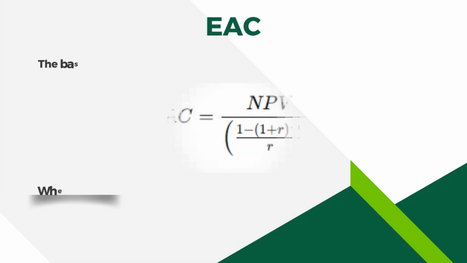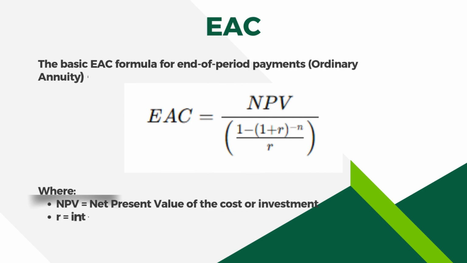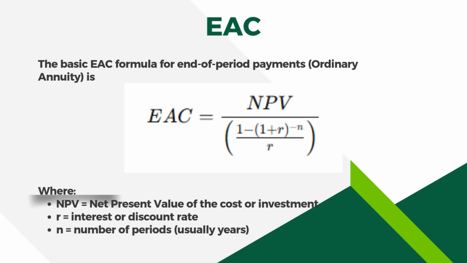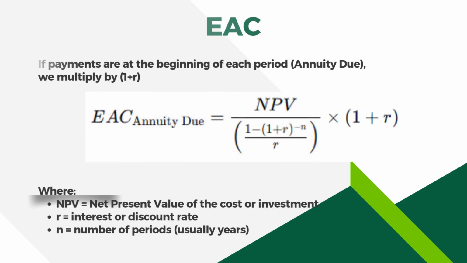The basic EAC formula for end-of-period payments, ordinary annuity, is EAC equals NPV divided by (1 minus (1 plus R) to the negative N) over R, where NPV equals net present value of the cost or investment, R equals interest or discount rate, N equals number of periods, usually years.